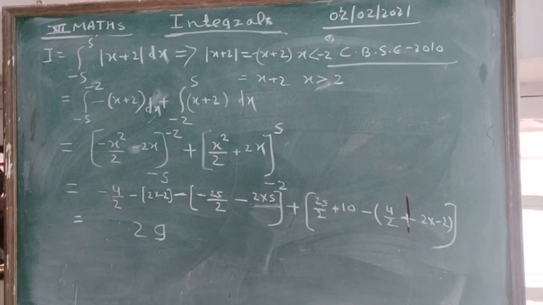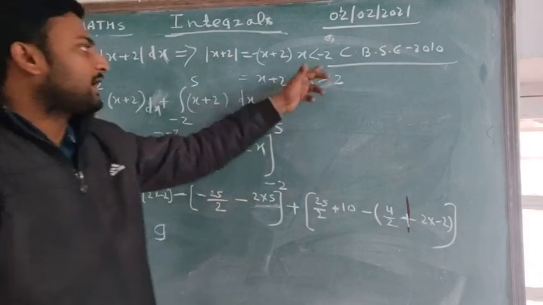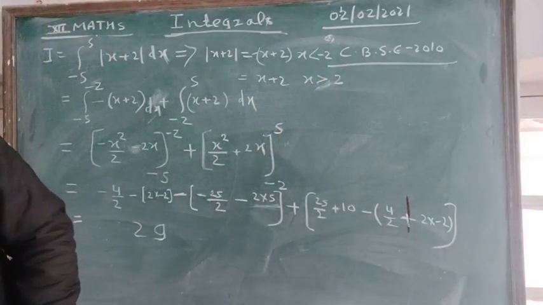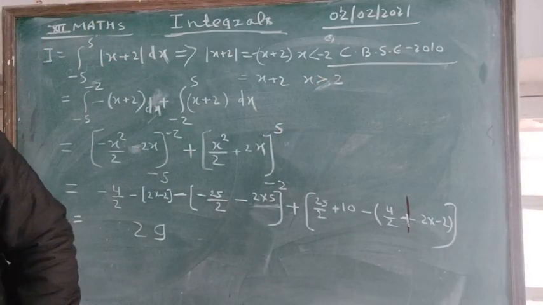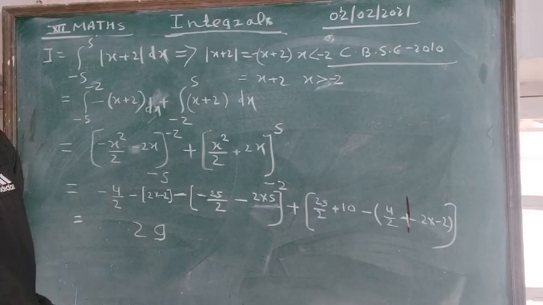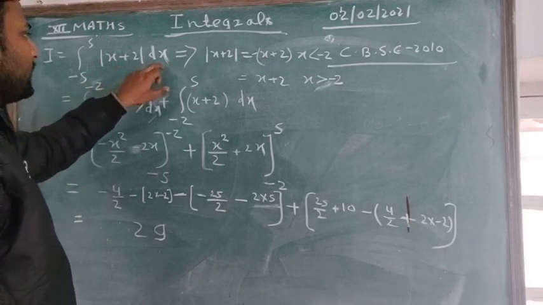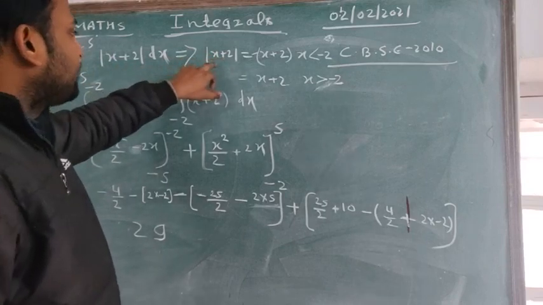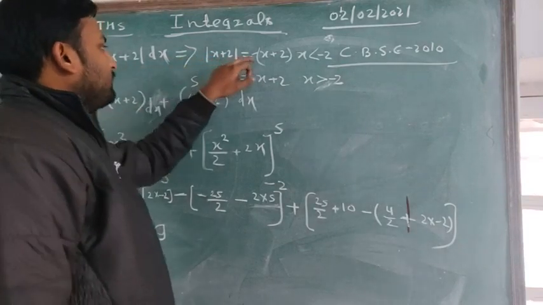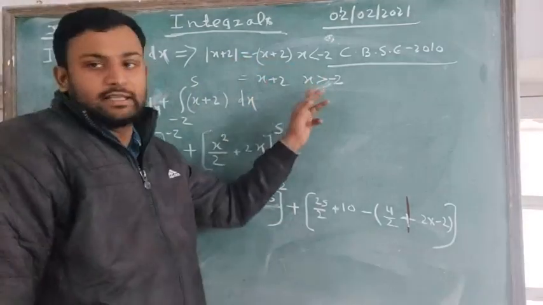Now, students, we take another question and solve it. In this question, we have just used the property of modulus function, which is mod x plus 2 dx. We can write mod x plus 2 as the minus part when x is less than minus 2 and the positive part when x is greater than minus 2.